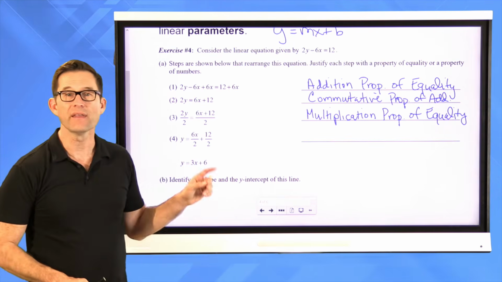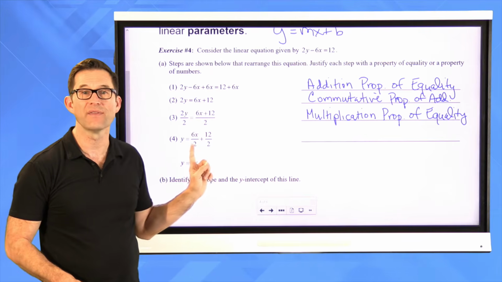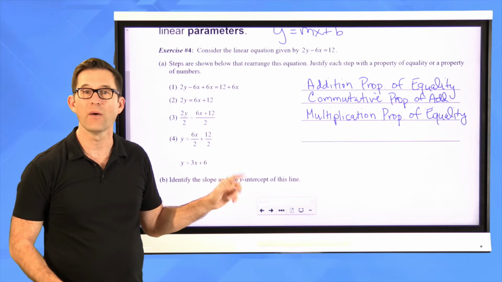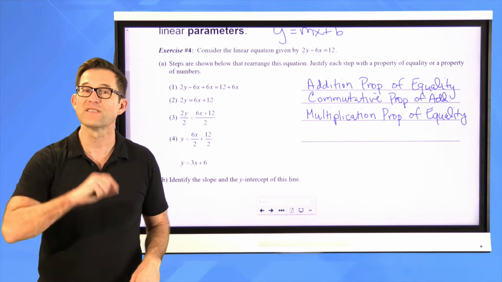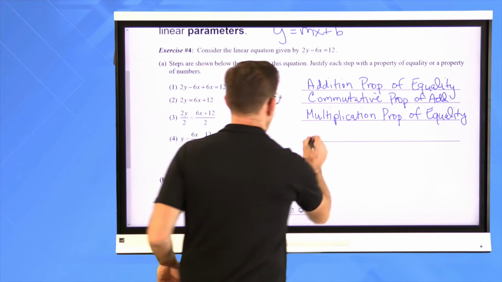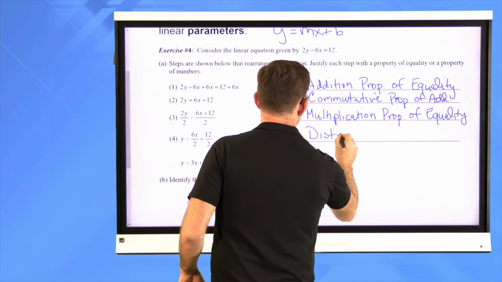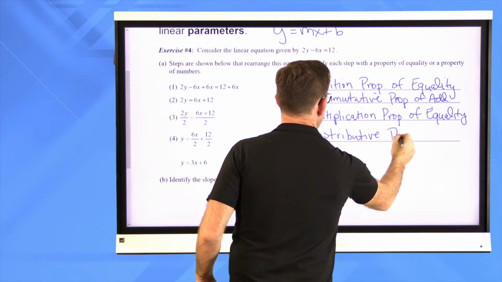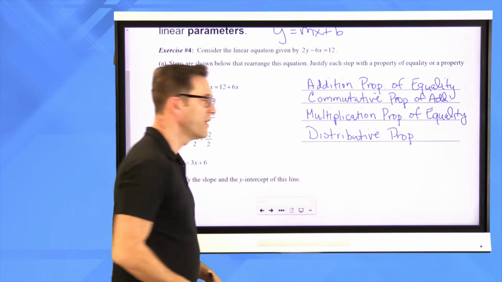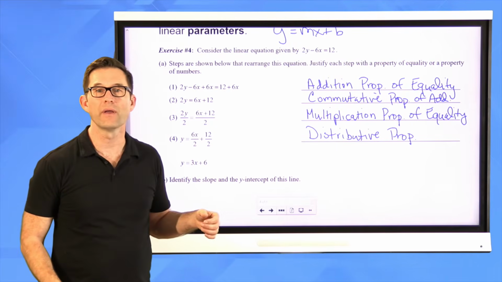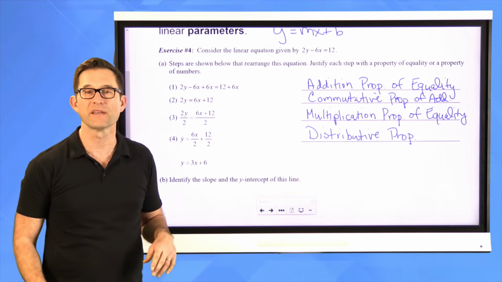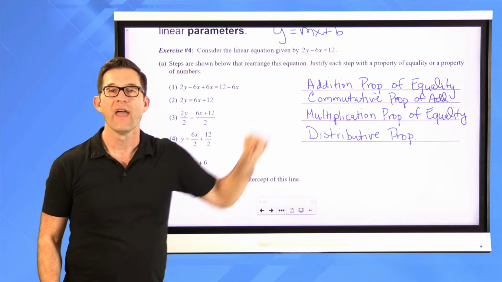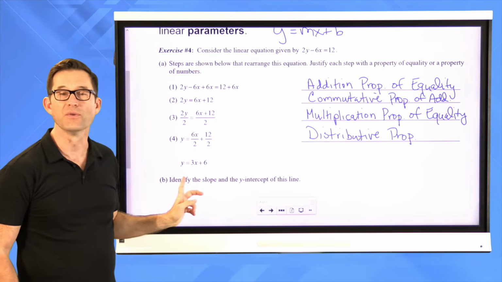And then finally, I take this expression and I divide the 6x by 2, and I divide the 12 by 2, right? And what allows me to do that? Well, that's the distributive property, right? And of course, once I do the distributive property, right, then I do 6 divided by 2, I get 3. I get 12 divided by 2, I get 6. And I've taken this equation, 2y minus 6x equals 12, and I've rewritten it as y equals 3x plus 6.